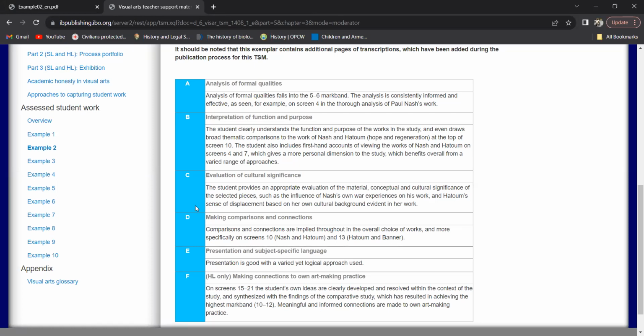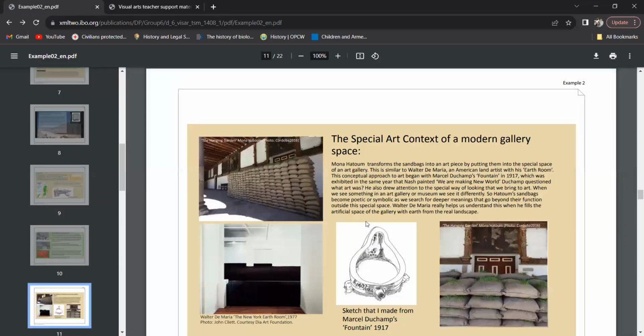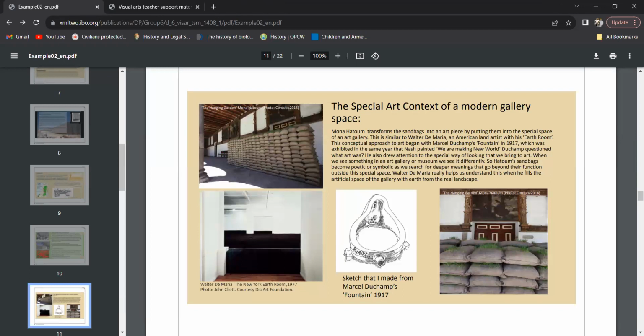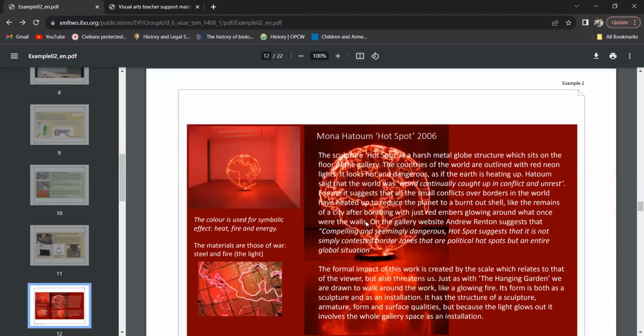Subject specific language, yes. The special art context of a modern gallery space transformed the sandbags into an art piece by putting them into the special space of an art gallery. This is similar to this artist here with his earth room. So connection to other pieces as well. American specifically, you know, that American Palestinian tie, showing the two different artists from different backgrounds, but showing their works and how they are similar.